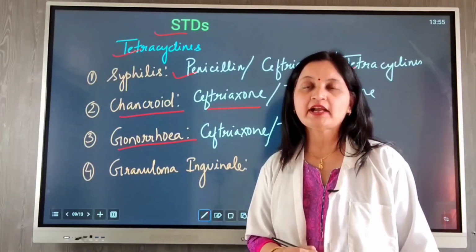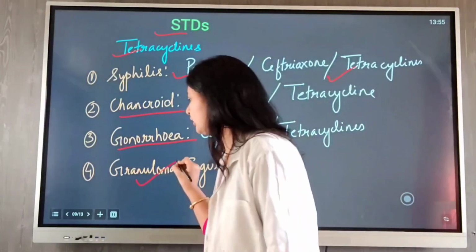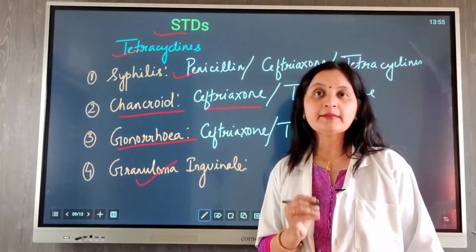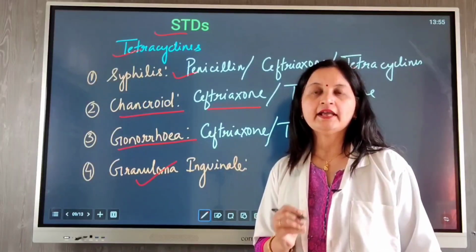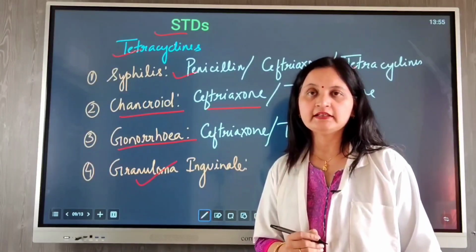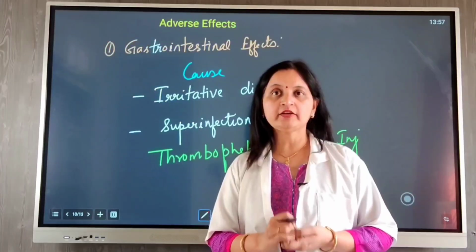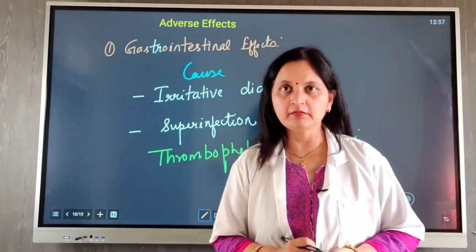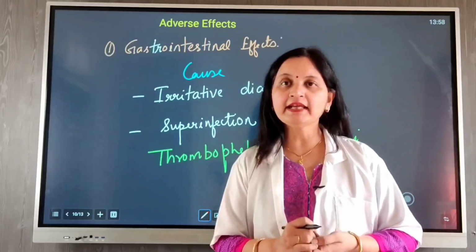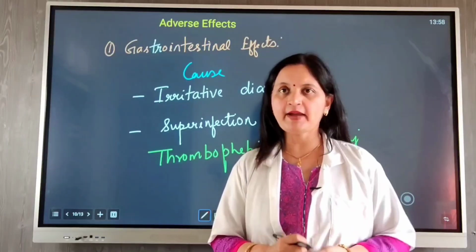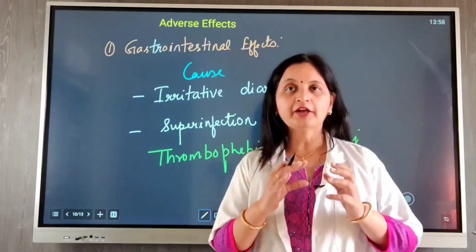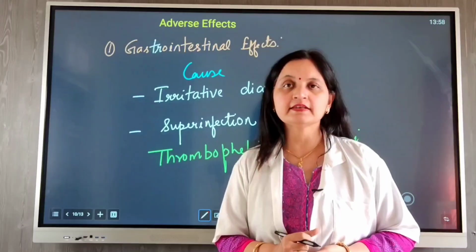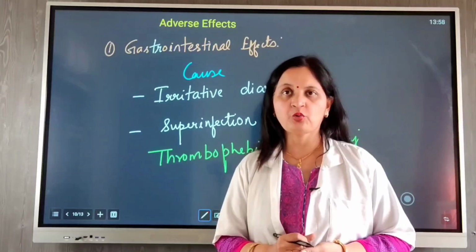Another ulcerative genital infection is granuloma inguinale, which is caused by Klebsiella granulomatis, and it responds to tetracycline treatment. In this way, tetracyclines play a role in treating infections caused by atypical microorganisms, gram-negative bacteria, gram-positive bacteria, spirochetes, and a group of sexually transmitted diseases.